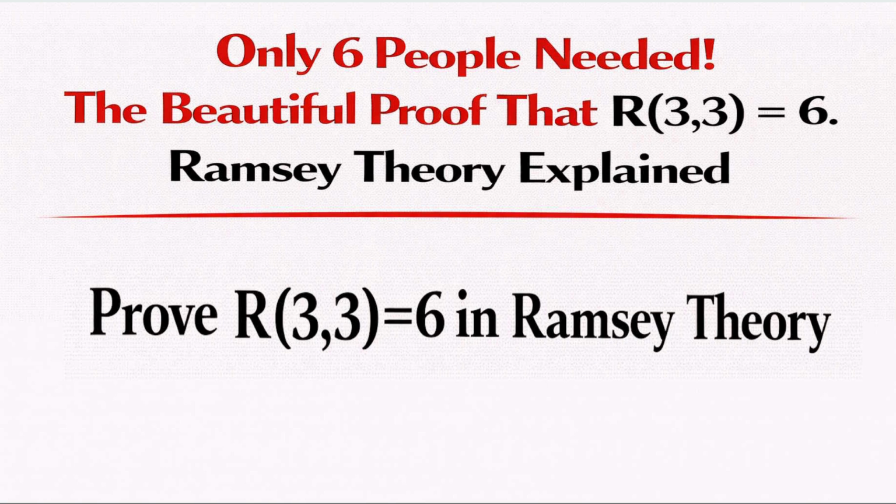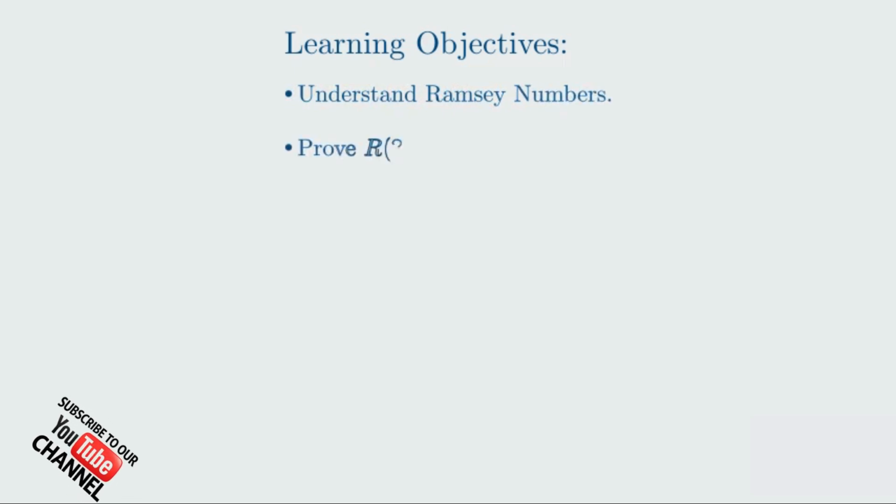Hello, in this video, we're going to explore a fascinating topic in combinatorics called Ramsey Theory. Specifically, our goal is to prove a classic result known as the Ramsey number R(3,3). This might sound intimidating, but by the end of this video, you will be able to understand the core concept of Ramsey numbers and independently prove that R(3,3) is equal to 6.